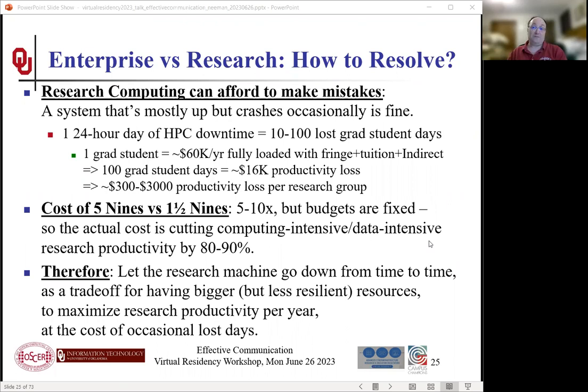We'll give up lots of uptime in exchange for vastly higher aggregate research productivity per year, because faculty don't get evaluated by the hour, they get evaluated once a year.